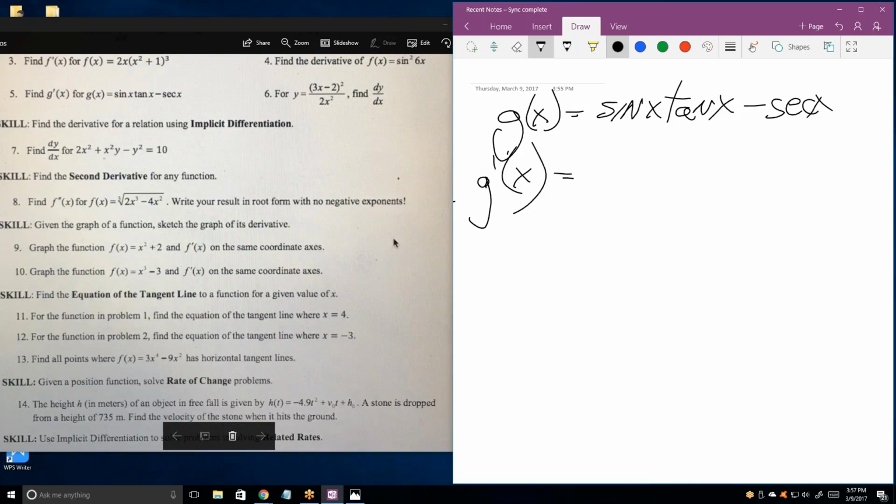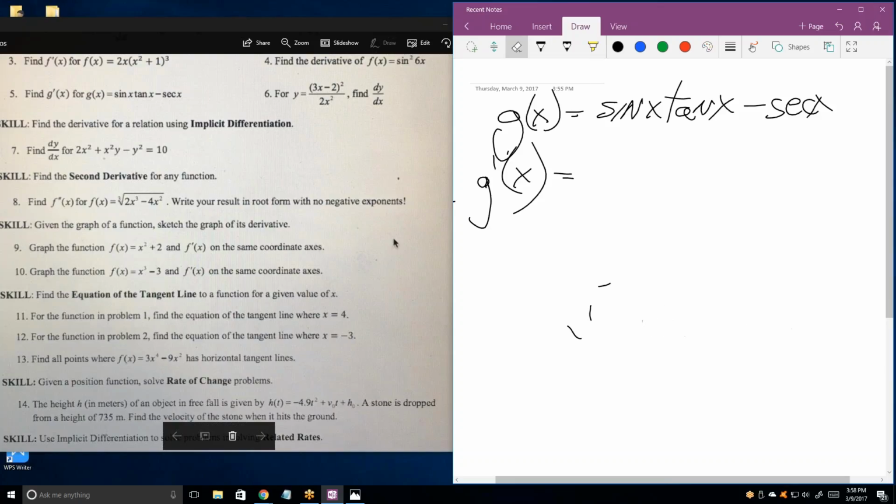Let's talk about the product rule. If y equals u times v, then y prime is the derivative of the first times the second plus the reverse. And that's the best way to memorize. Whenever you have the product of two different functions, it's the derivative of the first function times the second function plus the first function times the derivative of the second function.